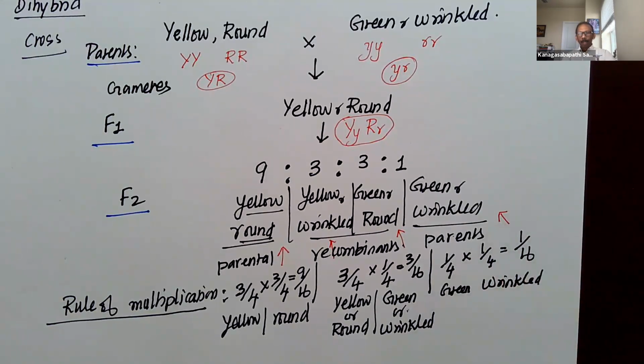Everybody good so far? So you can use this rule of multiplication by understanding the chances of getting yellow and round separately from yellow and wrinkled or green and round and so on. So this proved that the segregation of seed color is independent of the segregation of the seed shape.